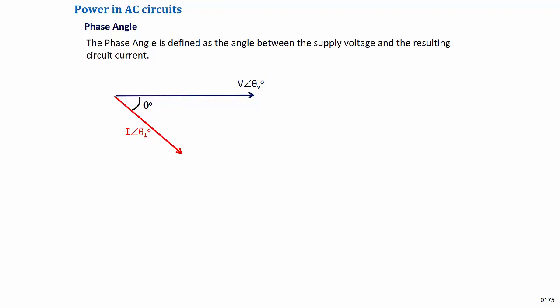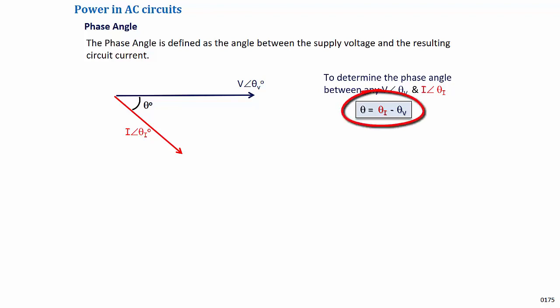The phase angle is defined as the angle between the supply voltage and the resulting circuit current. The phase angle may be determined by subtracting the angle of the supply voltage, theta v, from the angle of the resultant current, theta I. The highlighted box shows the phase angle is equal to theta I minus theta v.